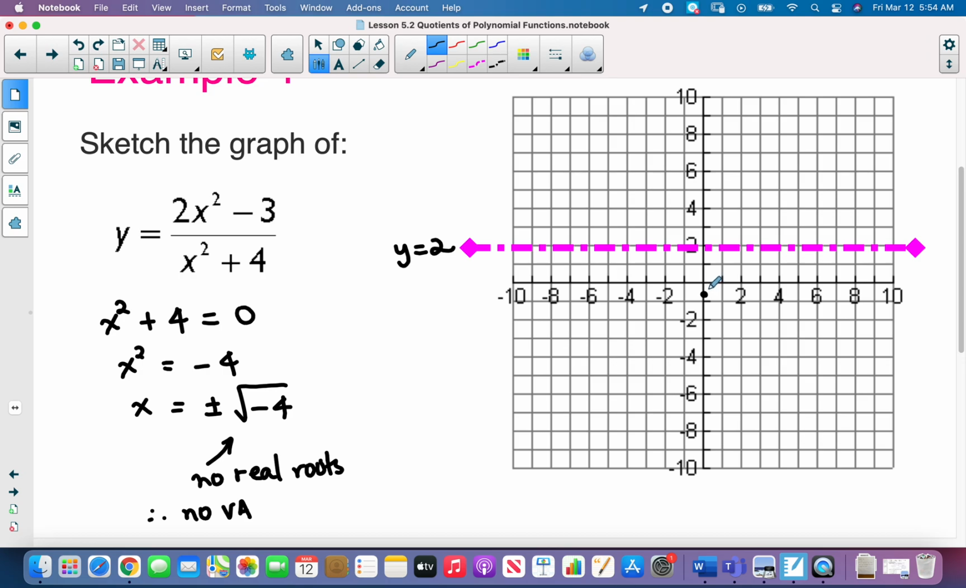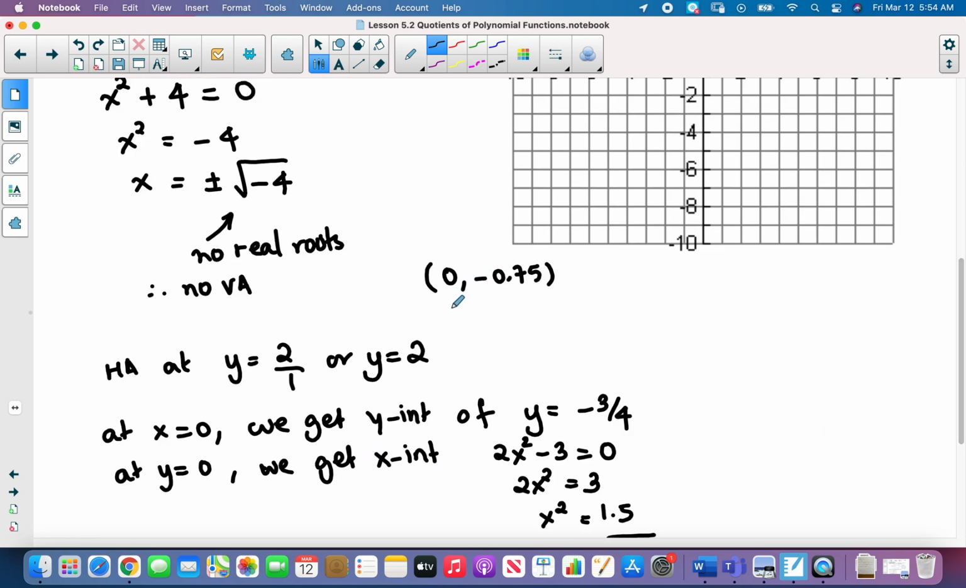We have x-intercepts at the square root of 1.5. Let's see, what will those points be? So we have these points. We have 0 and negative 0.75. That's a point we have. Then we have the x-intercepts at 1.2 and 0 and negative 1.2 and 0, because that's what the x-intercepts work out to.